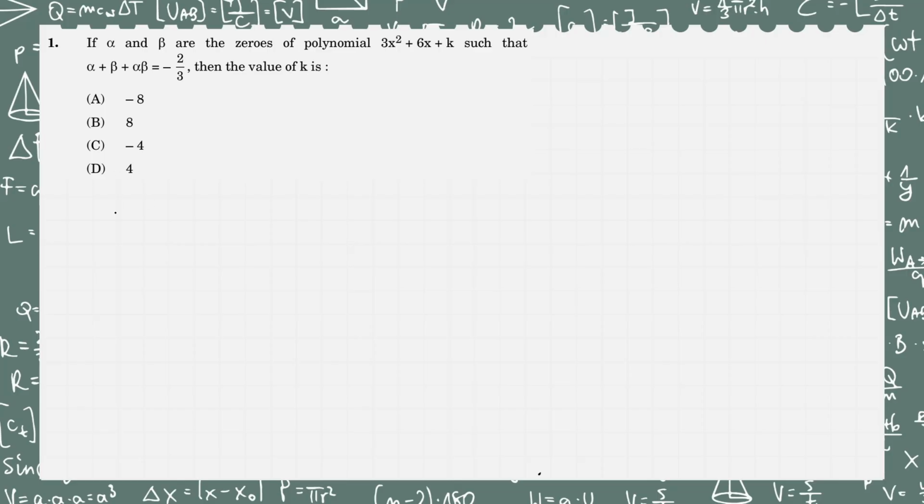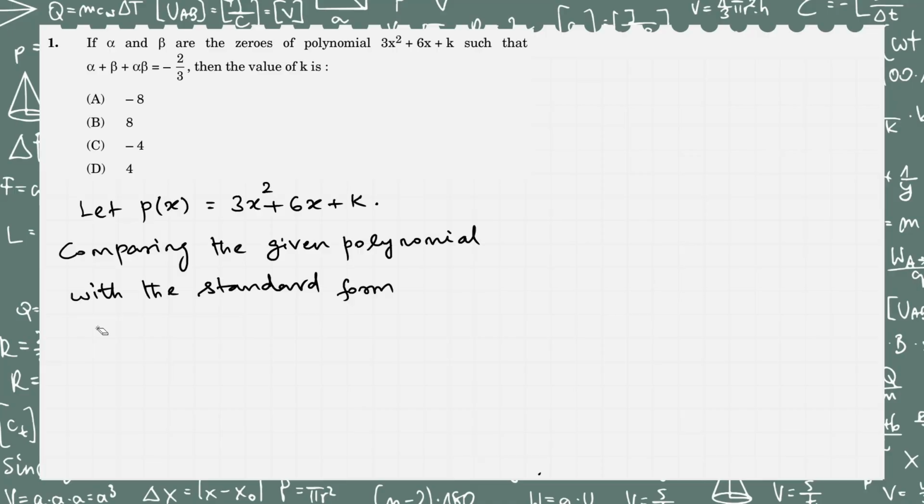So first let us take the polynomial given. Let p of x equal to the given polynomial 3x square plus 6x plus k. Comparing the given polynomial with the general quadratic polynomial with the standard form ax square plus bx plus c, we have a is the coefficient of x square, which is 3 here, b is 6 here, and c is k here.